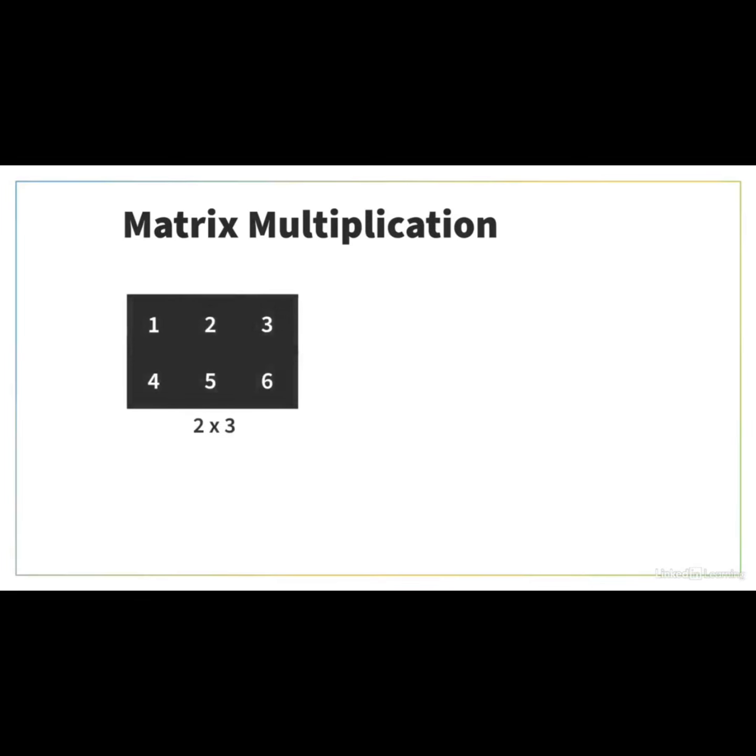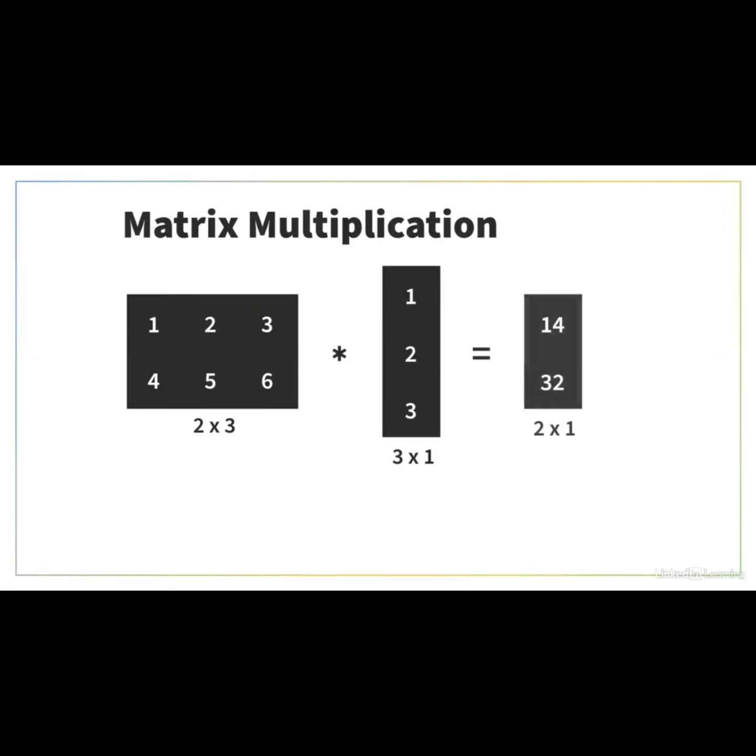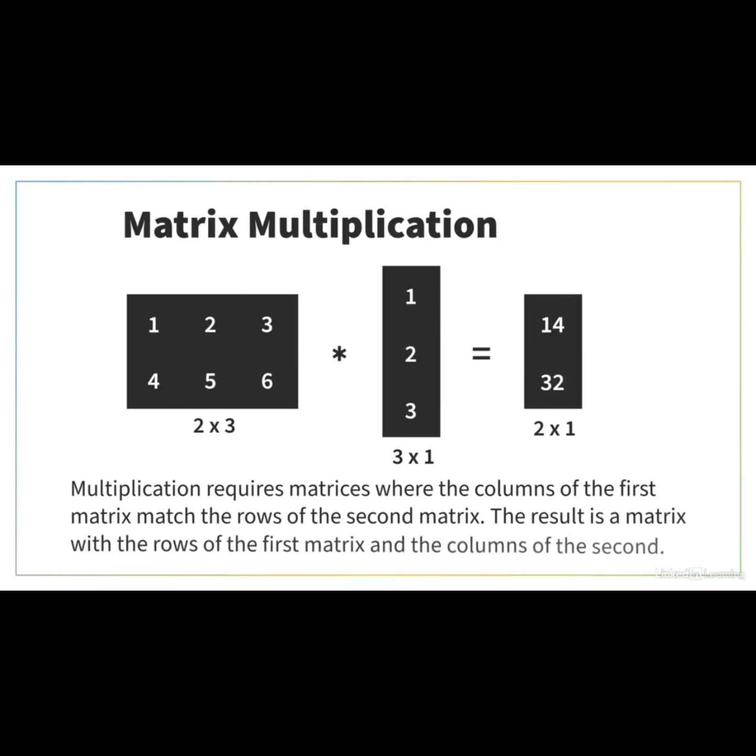So here I have a 2 by 3 matrix and a 3 by 1. And as we saw before, because we have the same number of columns in matrix 1 as we have rows in matrix 2, we can multiply them together. So here we get a result that is 2 by 1, which is the number of rows from the first matrix and the number of columns from the second.